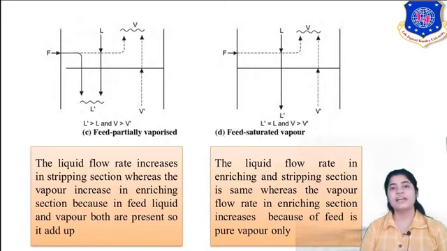Here you can see that the liquid stream is undisturbed. It is not disturbed. The liquid which is coming from enriching section, the same is going into the stripping section. Hence, L equal to L bar. It means the flow rate of liquid in both enriching section and stripping section is same.